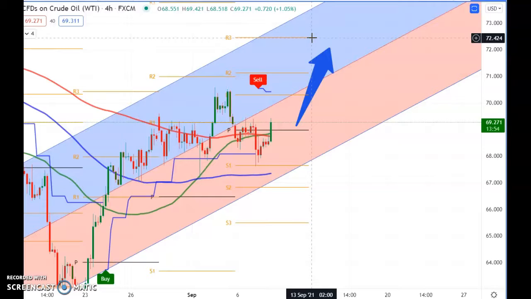But interestingly, now the price has moved above the central pivot, which acts as support. So as long as the price stays above 68.97, then we can expect to move much higher, probably up to $73.